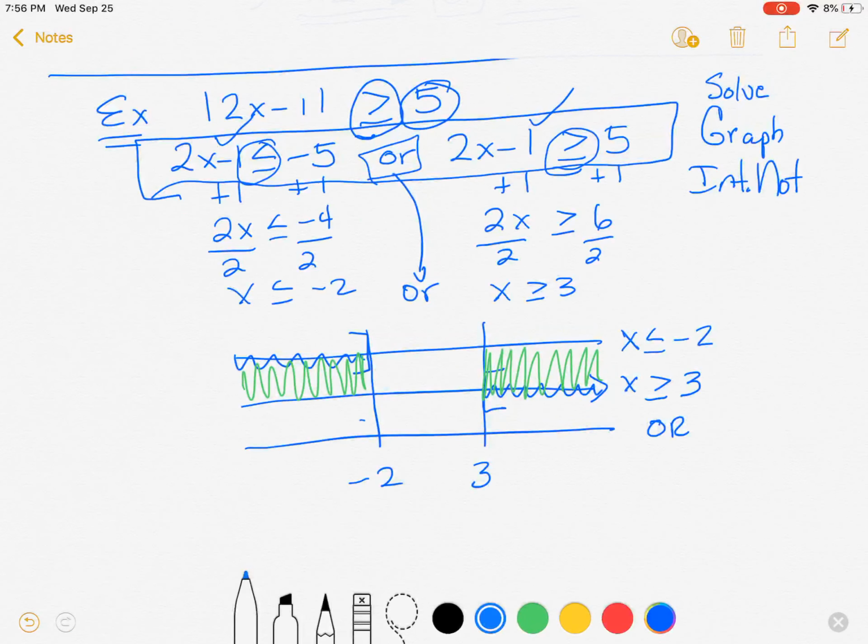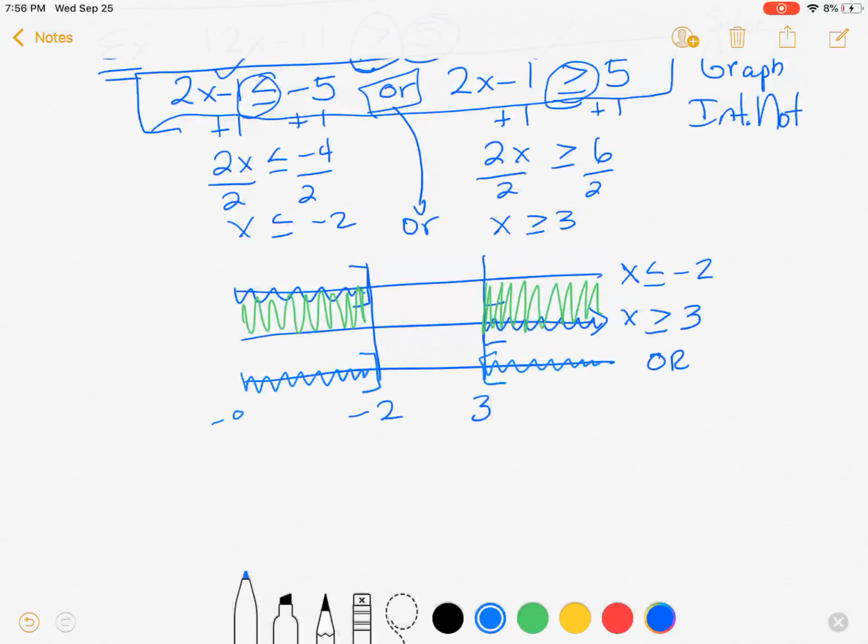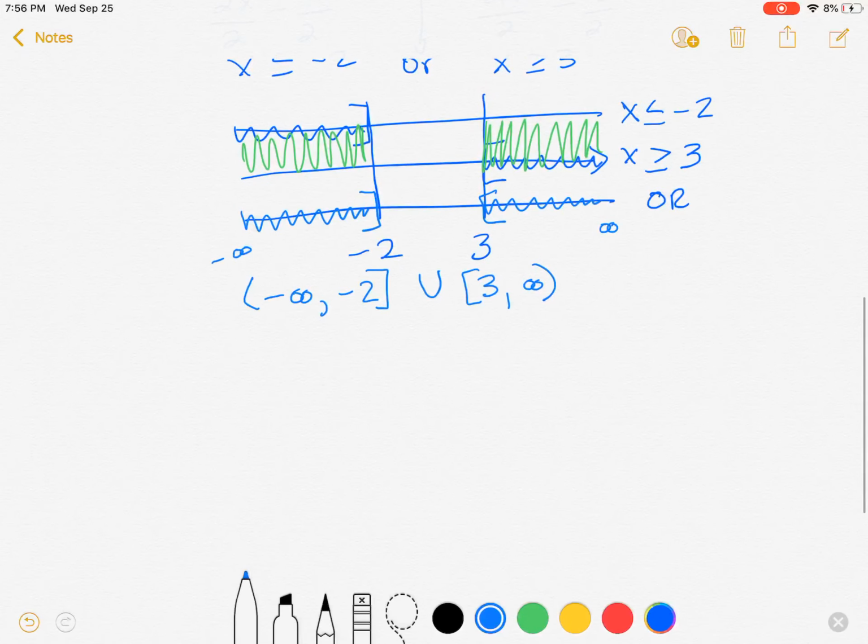And when I go back to do my answer, it's going to be everything that I've shaded, which is everything less than or equal to -2, everything greater than or equal to 3. And then the interval notation, remember, is reading from left to right. So this graph starts at negative infinity and goes to -2. I skip some space, so I'm going to put a union, and then it picks up again at 3 and goes to infinity.